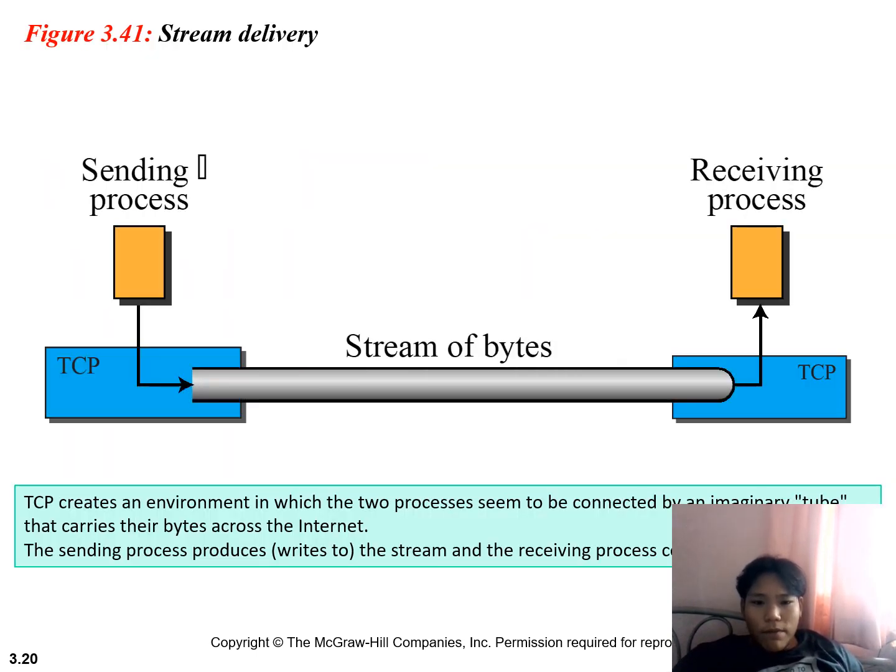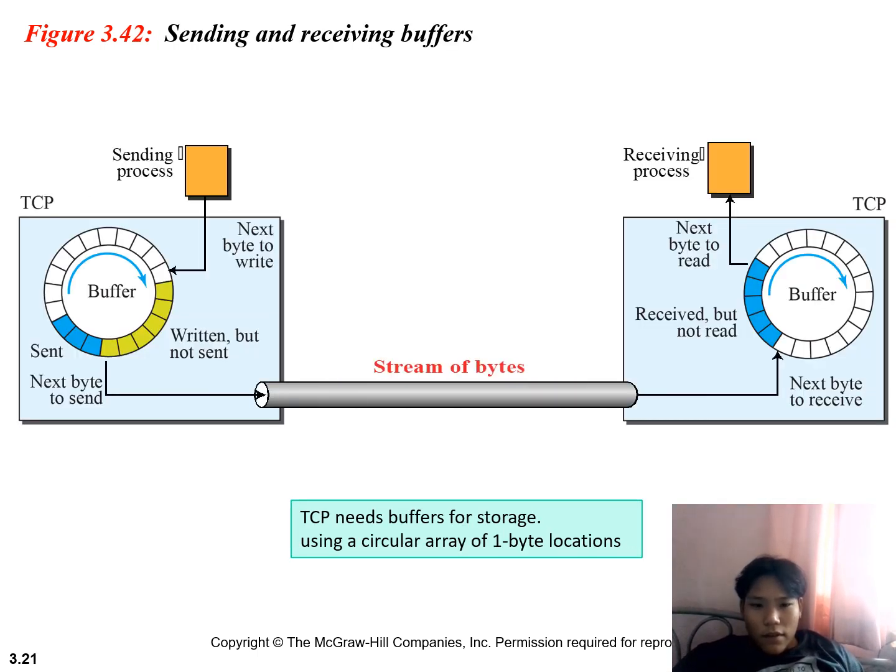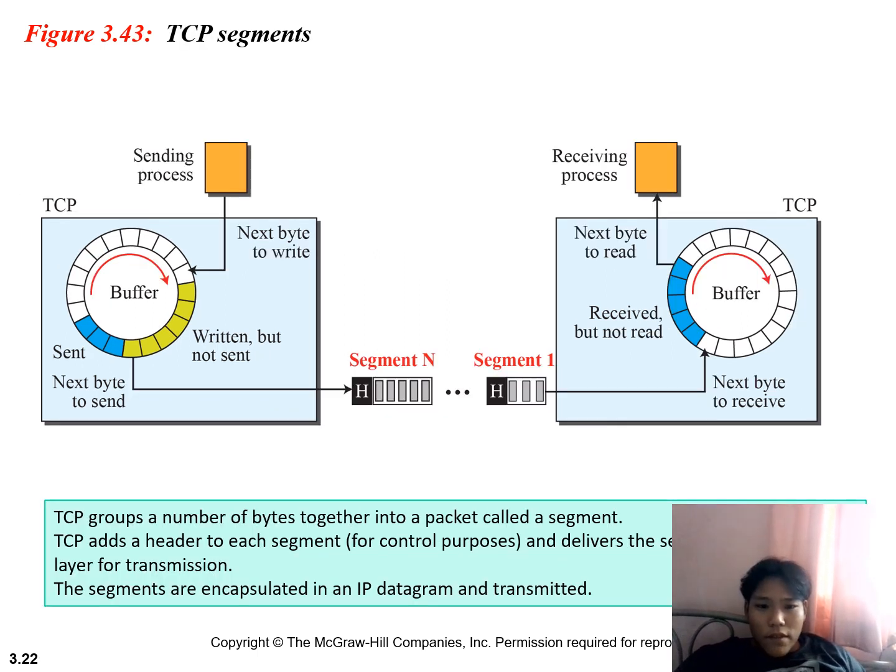So this is a stream delivery of TCP. Sending and receiving buffers: TCP needs buffers for storage, using a circular array of 1-byte locations. TCP segment: TCP groups a number of bytes together into a packet called a segment.